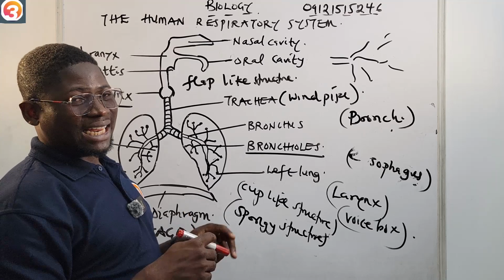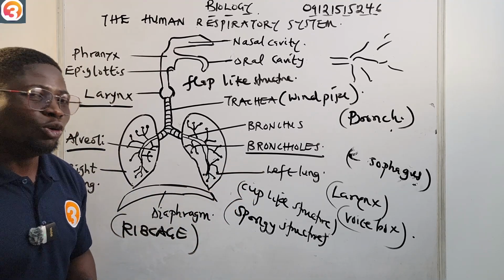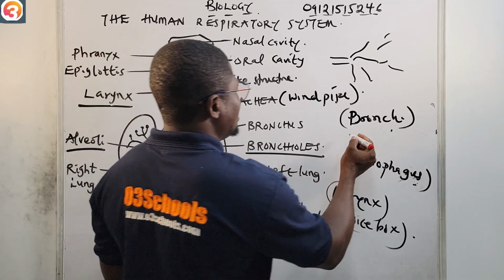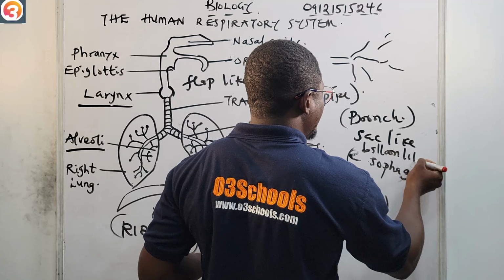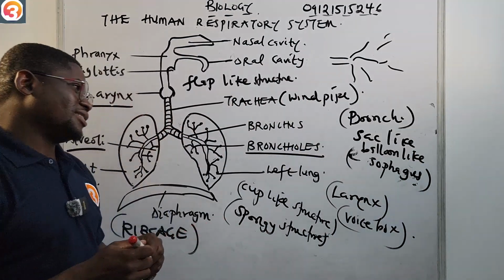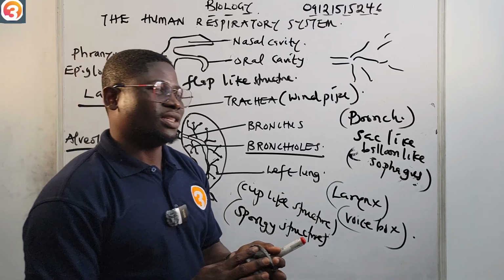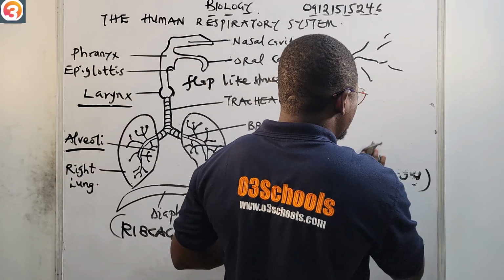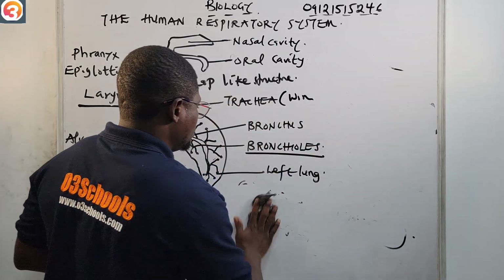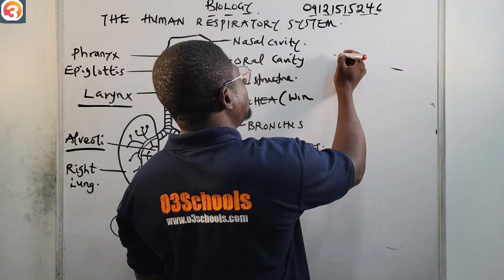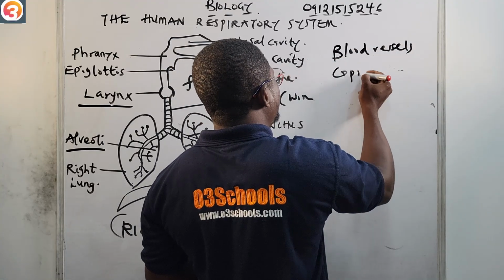Our alveoli are sac-like or balloon-like structures, SAC. So that's our alveoli. And our alveoli are rich in blood vessels and capillaries.